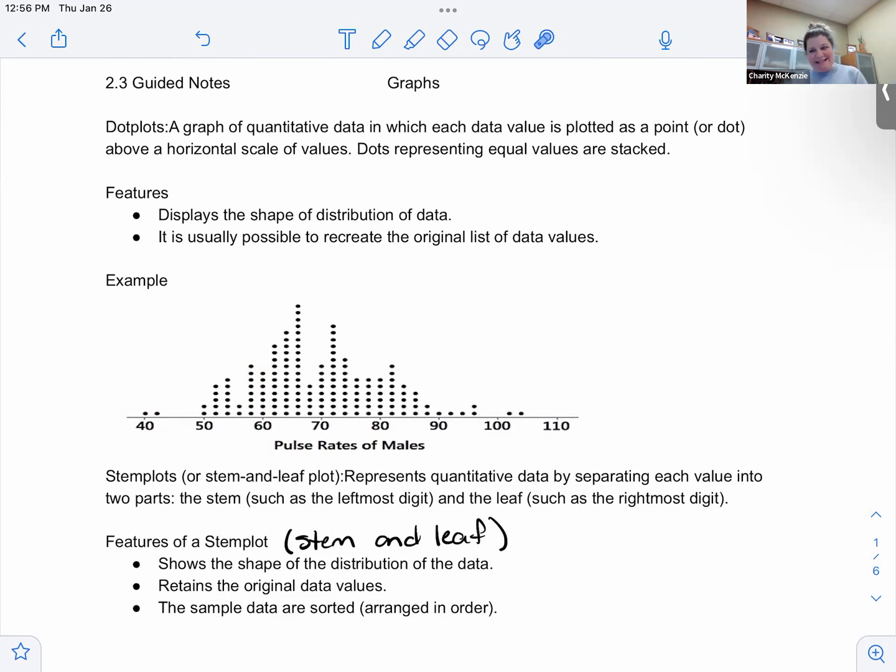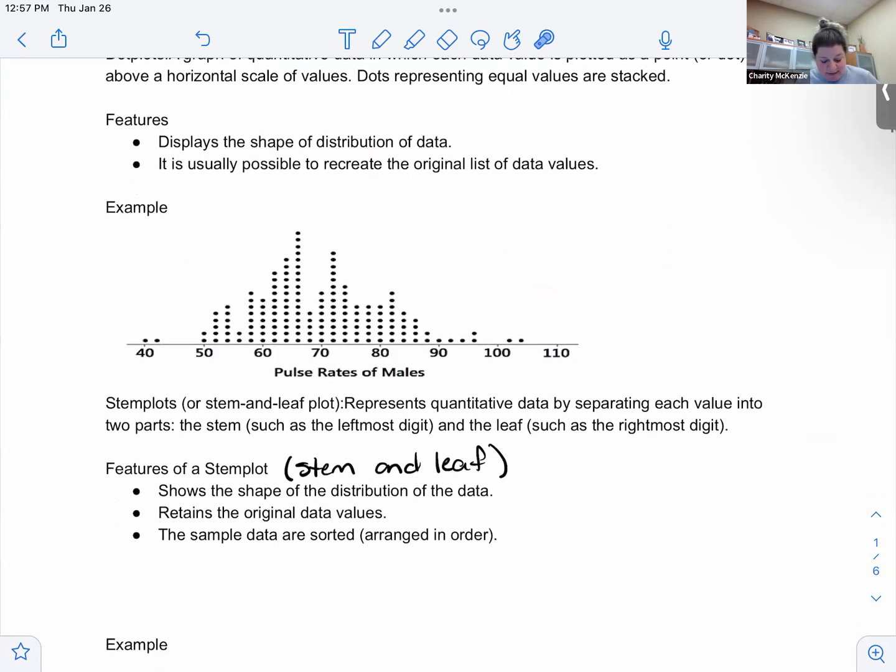So truly, it's super similar to a histogram or a frequency table, but those ones group them. This one's specific numbers, so we're not really grouping it. That's kind of the difference. So this one says it shows a distribution and you can recreate the original list. That's it. Those are two things about that graph.